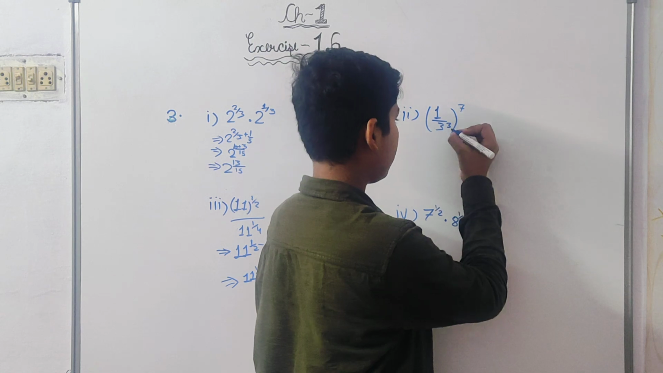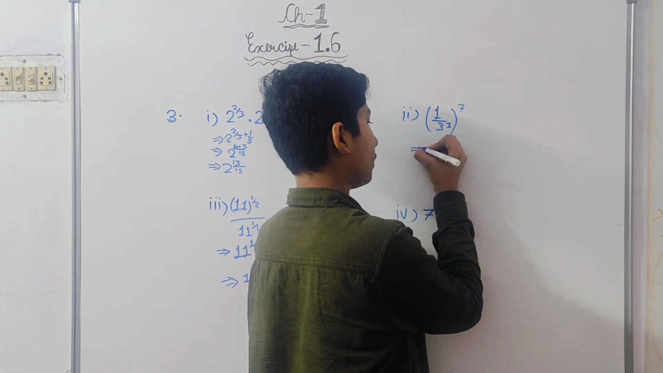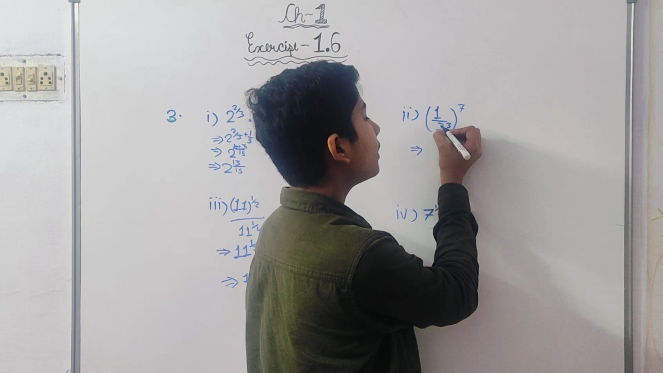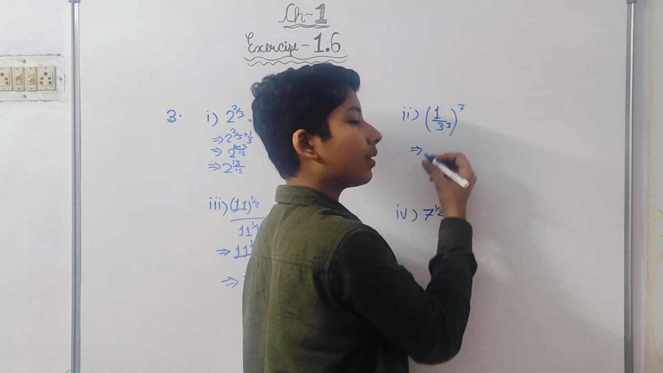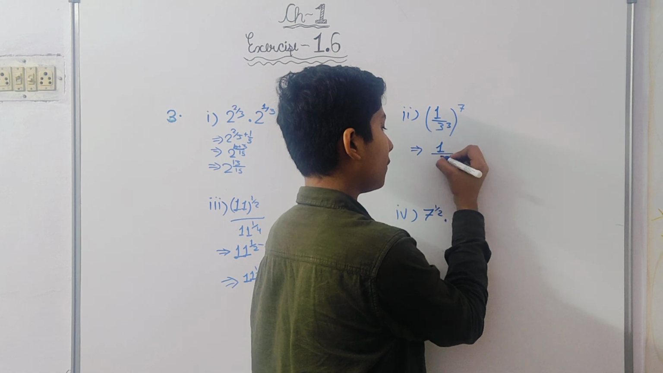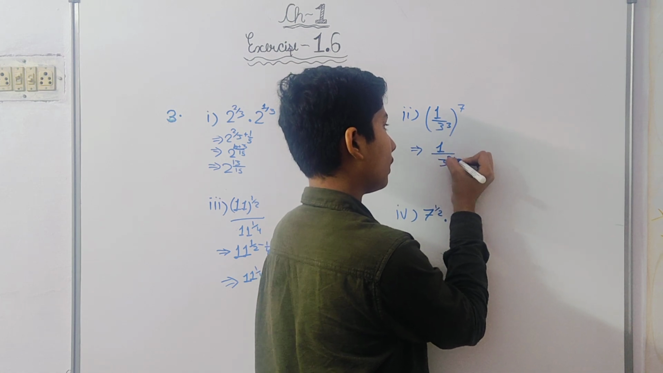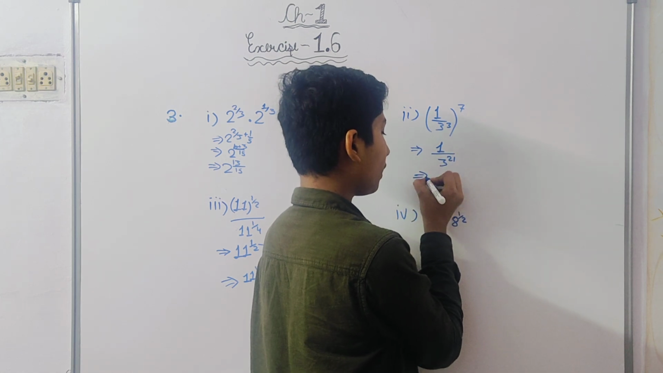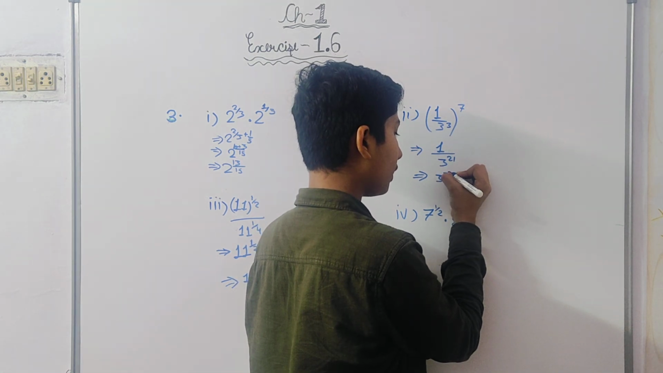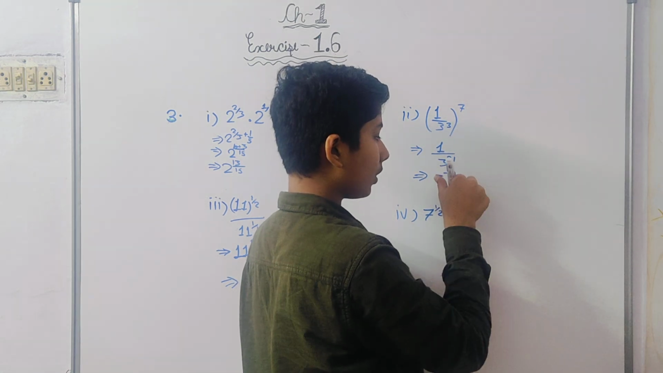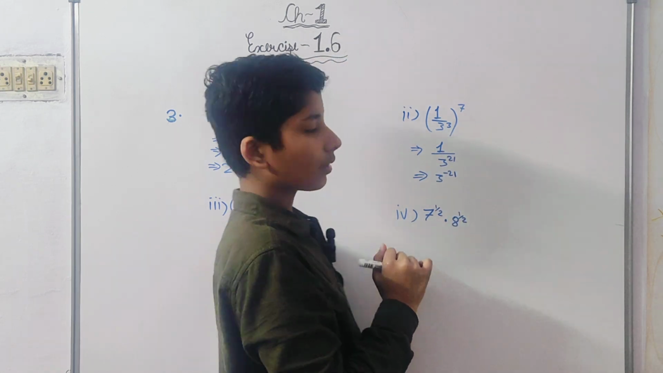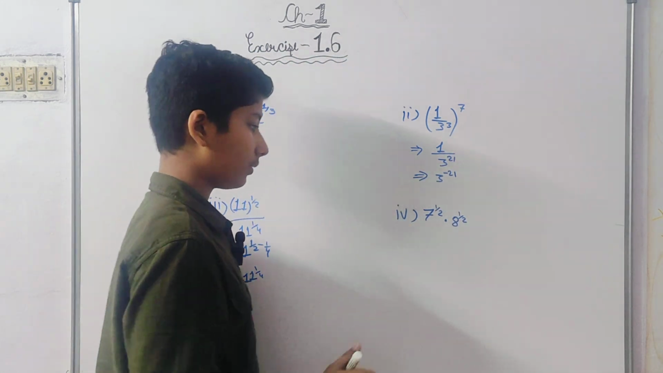Now this one. It would be like 1 to the power 7 is 1 and 3 cubed to the power 7 is 3 to the power 21. So it would be 1 upon 3 to the power 21. We can write it as 3 to the power minus 21, because if you convert minus 21 to 21, it would be this only. So our simplified answer will be this one.